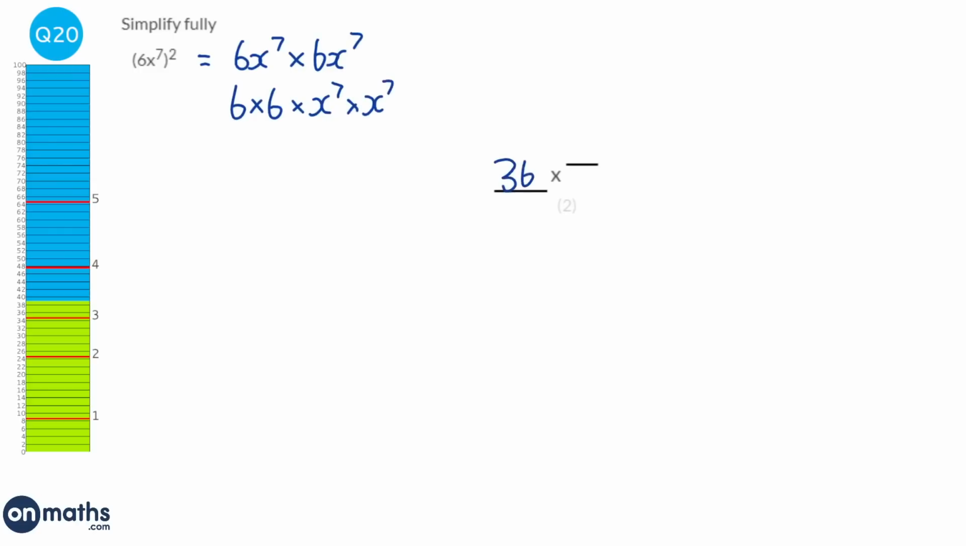And x to the power of 7 times x to the power of 7. When you times powers, you add them. So 7 plus 7 is 14. Something else you could have done is just squared the 6 to make 36. And one of the rules is that if you have a power on the inside of a bracket and a power on the outside of the bracket, you multiply them. So 7 times 2 is 14.